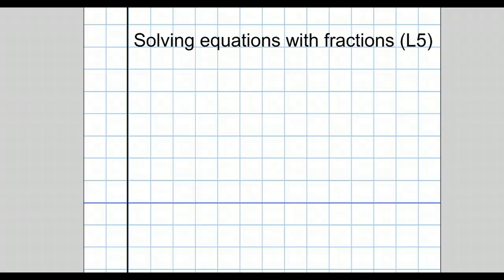Hello there. I'm going to look at solving equations with fractions. What do these look like? I'll give you an example. X over 5 equals 4.